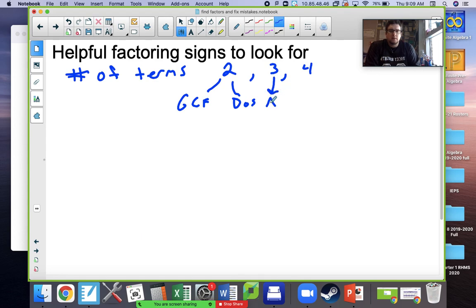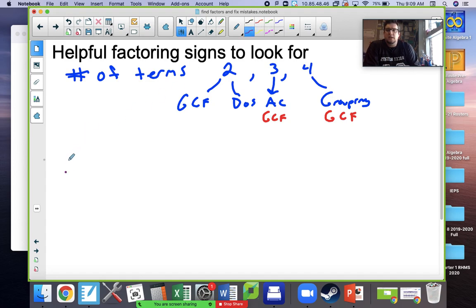For 3, we're typically looking at the AC method, and remember that the greatest common factor is still something we want to look for. And then when there's 4, grouping is what we want to use. And again, we're still always looking for the greatest common factor. So the GCF should be looked for in any type of polynomial problem forever. That should be the first thing. Can I take anything out to make my life simpler?